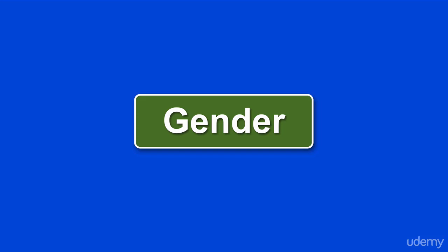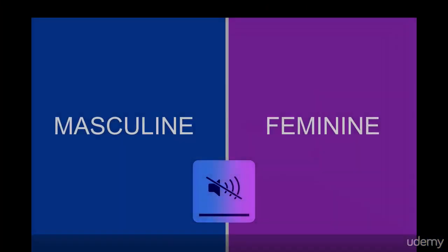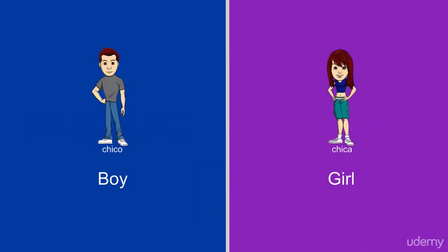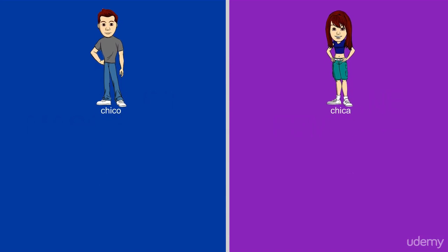Let's start with gender. In Spanish, all words are categorized as either masculine or feminine, not just words that refer to people like chico or chica, but all other words, including words that identify things, animals, and places. All of them are assigned a gender, either masculine or feminine.